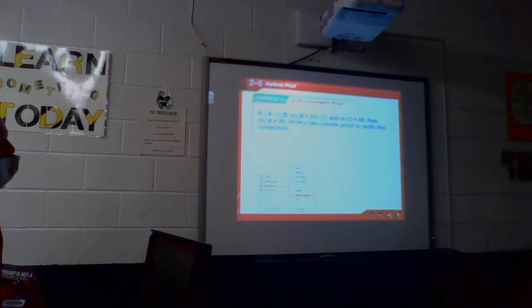In this problem right here, this right there is all my what? Given. The given. So the if part, which we called the what? The hypothesis. The hypothesis is always going to be my given. So what's my proof statement? M angle A equals 90. What does M angle A really mean? The measure of angle A, right? So the other way that they could have written that was saying angle A is equal to 90 degrees, and put the little degrees in.